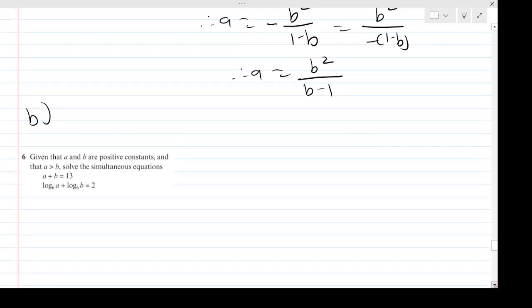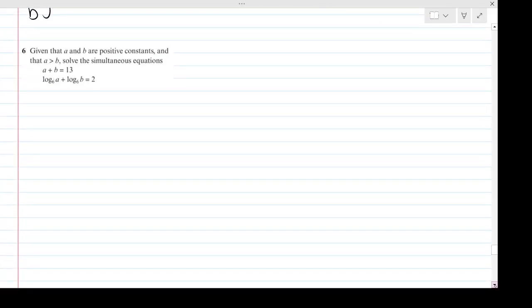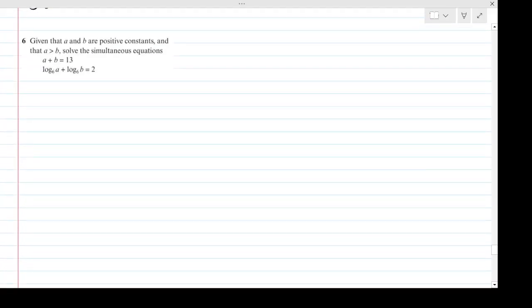Okay, I'm going to leave off with this challenge question from the book, to do with simultaneous equations. Could it be asked? Very unlikely, but it's a nice little challenge question to finish on. So you have these simultaneous equations: A plus B is 13, which looks standard, but then we have a log equation: log 6 of A plus log 6 of B is 2. And we need to solve these simultaneous equations for A and B.